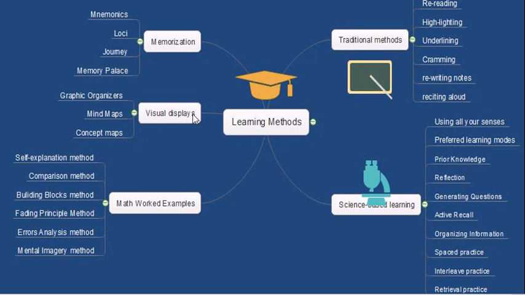You learn through visual displays such as the one you're watching now, and graphic organizers, mind maps, and concept maps. And you learn powerful memorization techniques like how to use mnemonics, loci, the journey method, and memory palace, and much, much more.